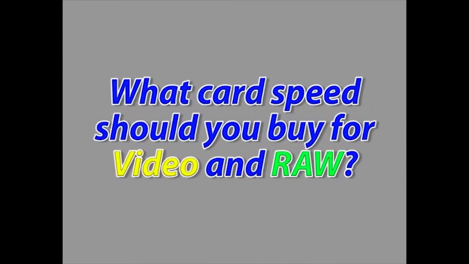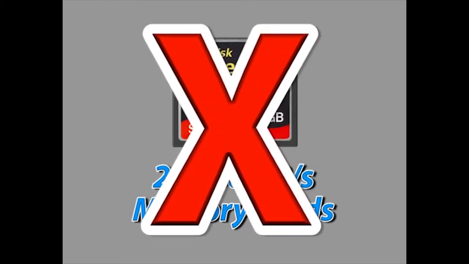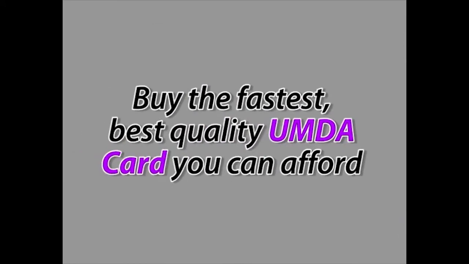So, how fast of a card should you get if you are shooting video or doing lots of raw still photography? Most camera manufacturers will say that 20 to 30 megabytes per second is more than enough. And you know what? I know people who swear by 15 megabyte per second cards as well. However, this is not what I recommend. I realize not everyone will agree with me on this, but the best advice I can give you is to get the fastest, best quality UDMA card that you can afford.